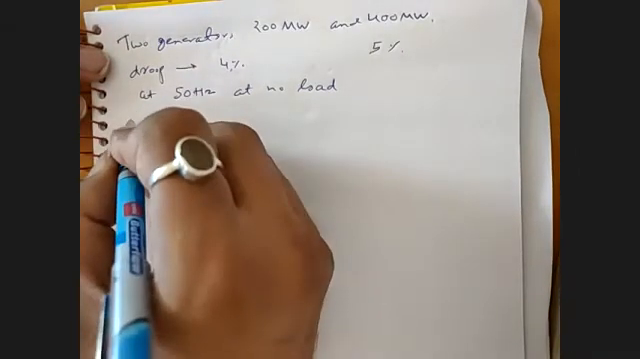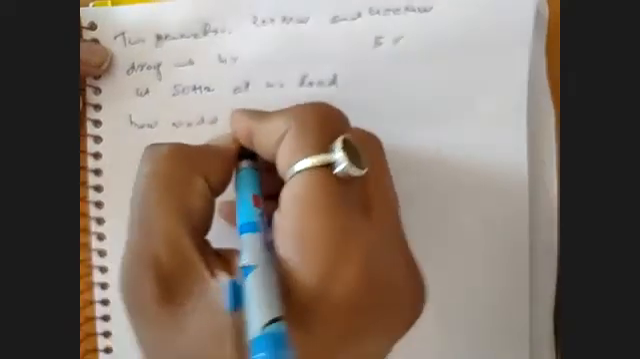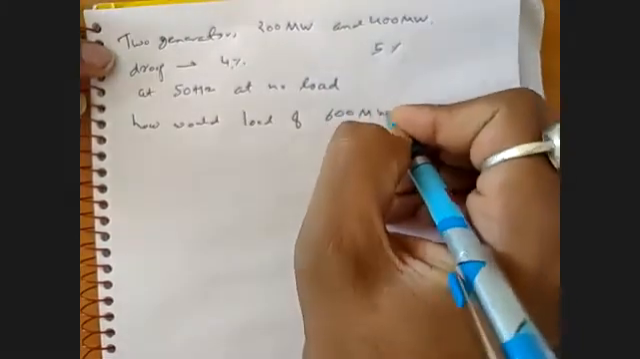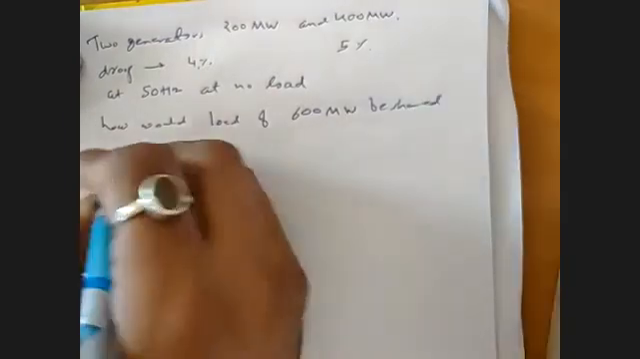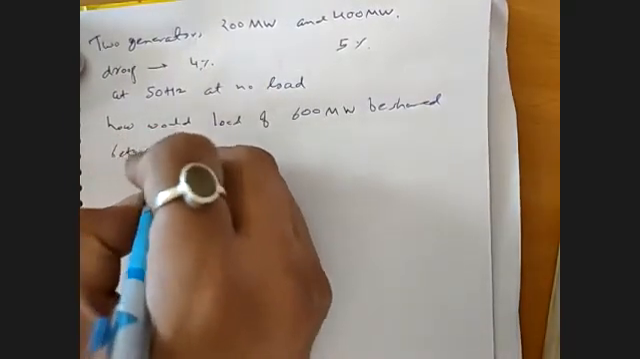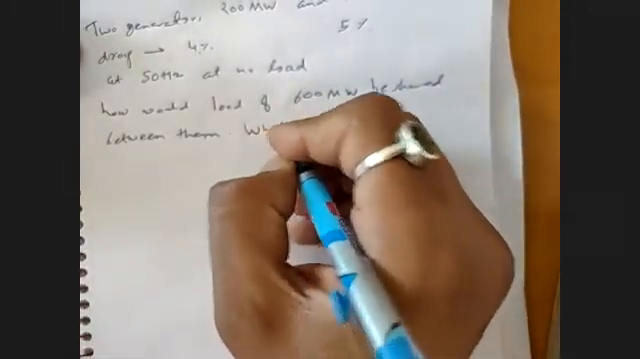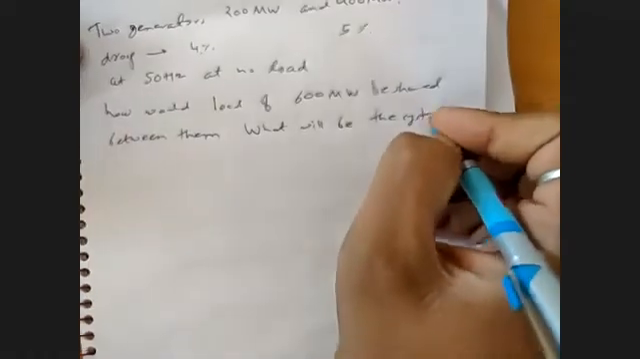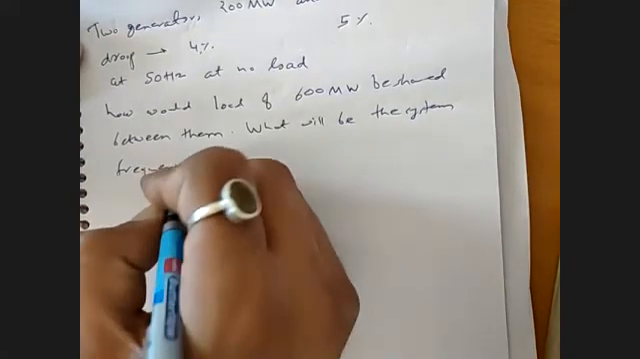And now, how would a load of 600 megawatt be shared between them? What will be the system frequency at this load?